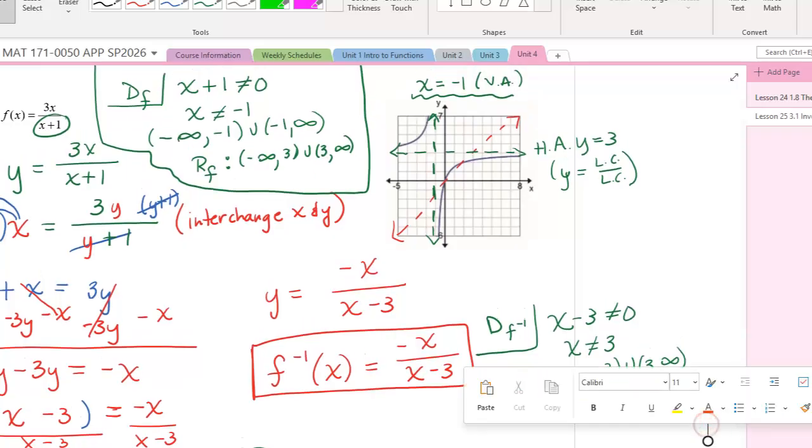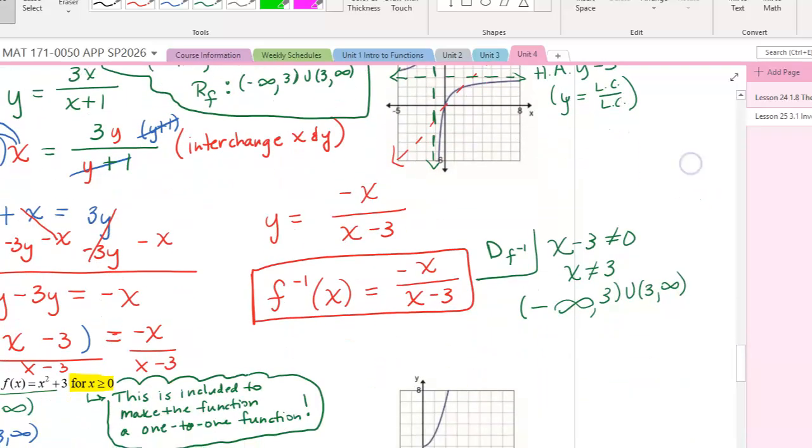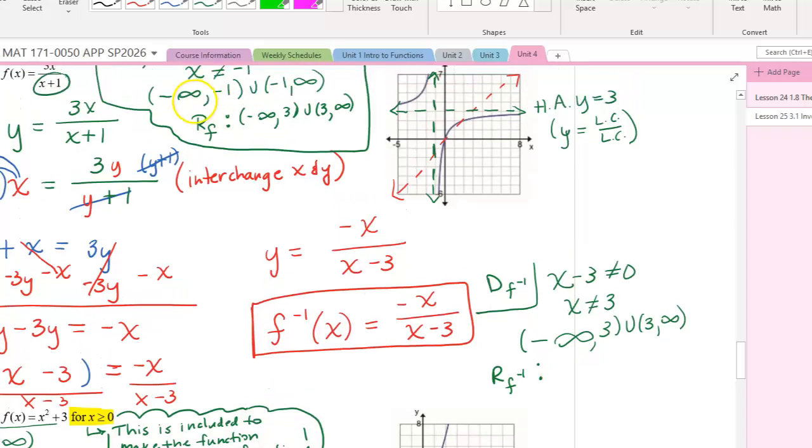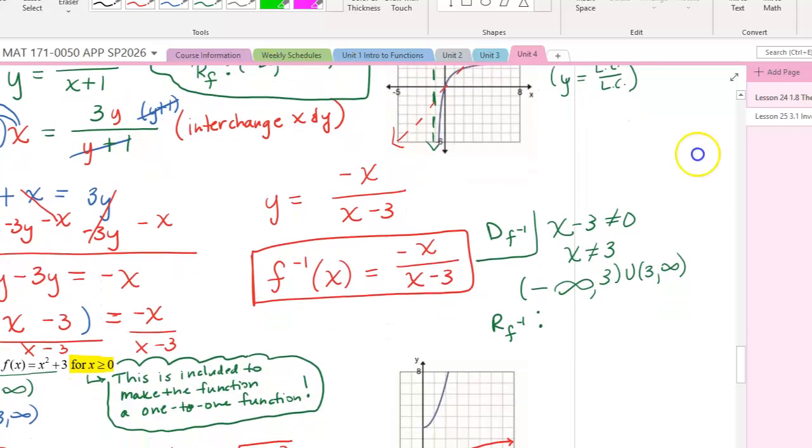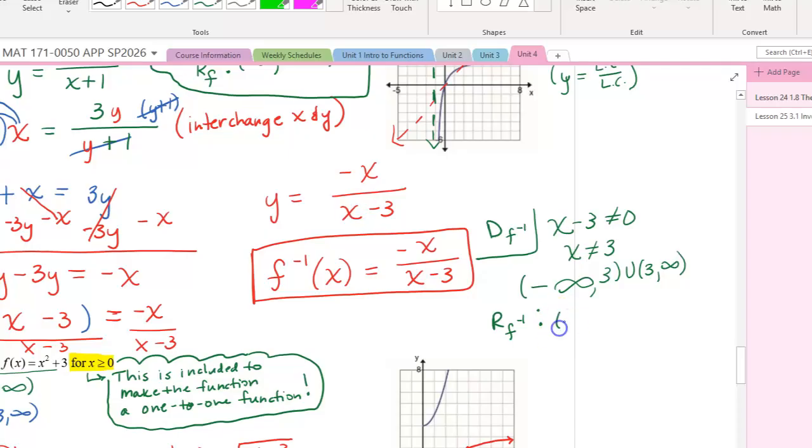So using what we know about domains and ranges of inverses, we can say without even graphing that the range of the inverse is going to be the domain of the original function. So that's negative infinity to negative 1, union negative 1 to infinity.